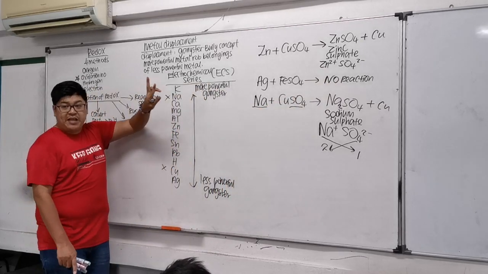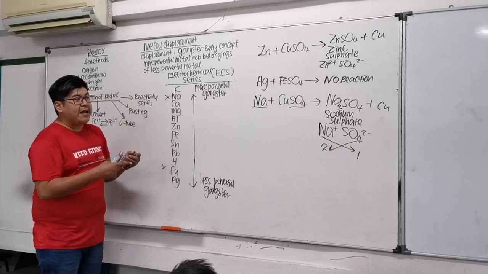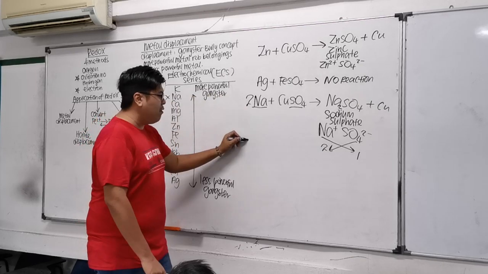So you cannot simply swap the location. You have to predict the formula again. Let me show you one more time. By the way, balance it. Put the 2 here.